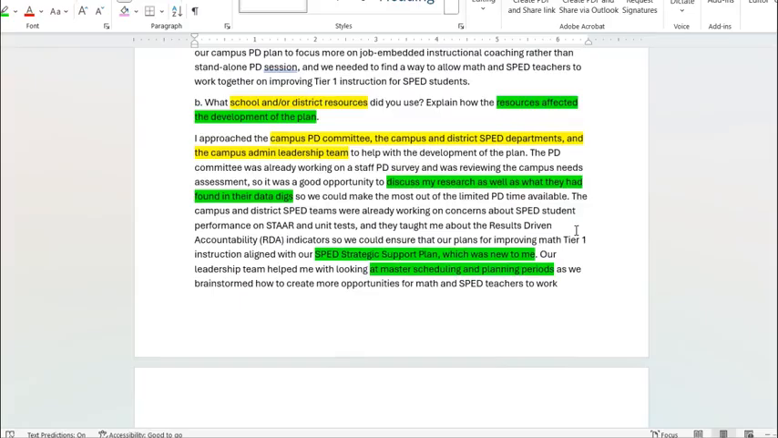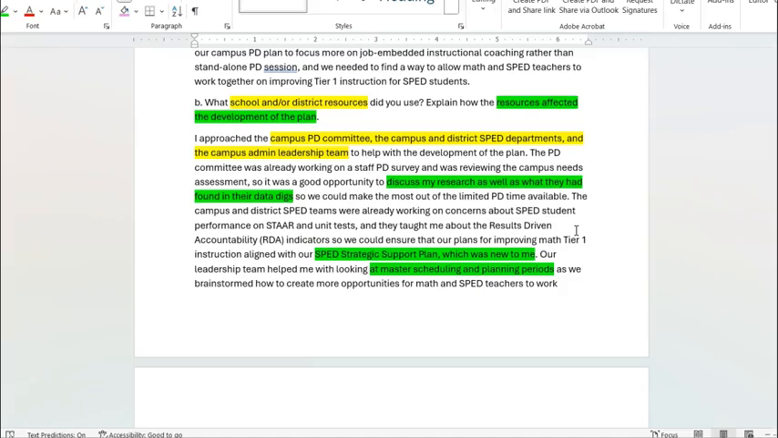Okay, for B. It asks what school or district resources did you use? I always recommend that you should use at least something from your campus. Don't just rely on district resources, even if you're the tiniest little district and you don't have a lot of campus resources or the tiniest little campus.